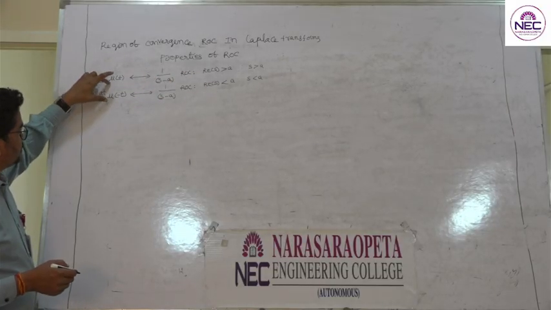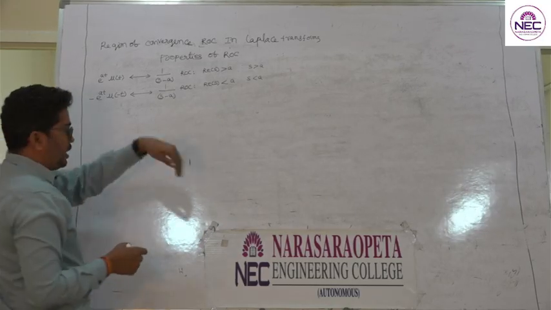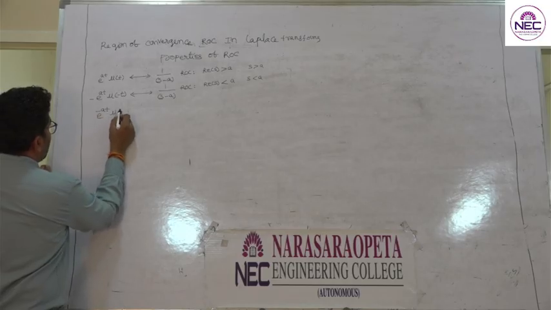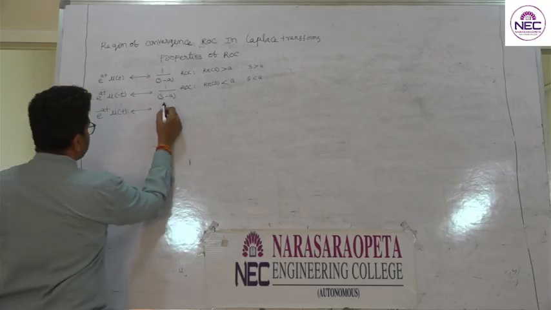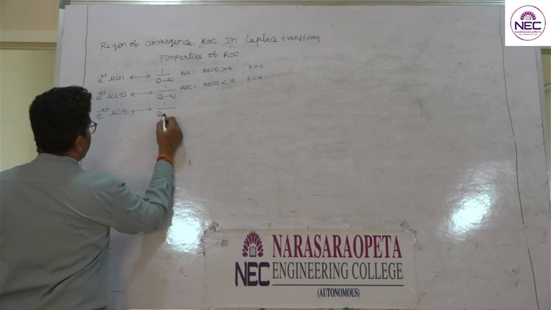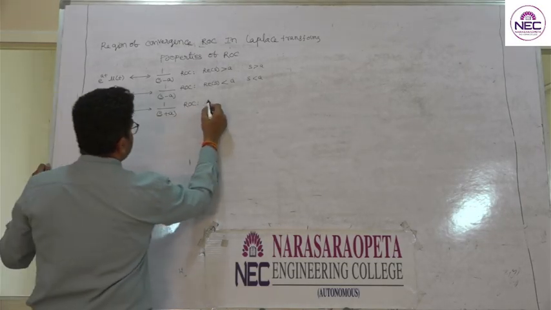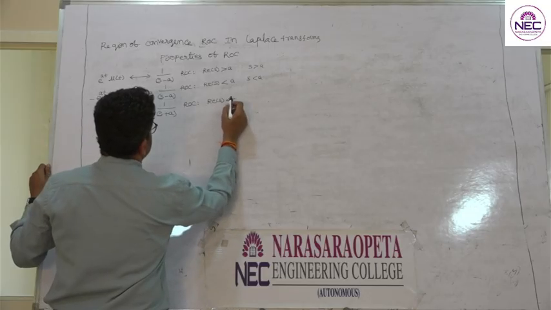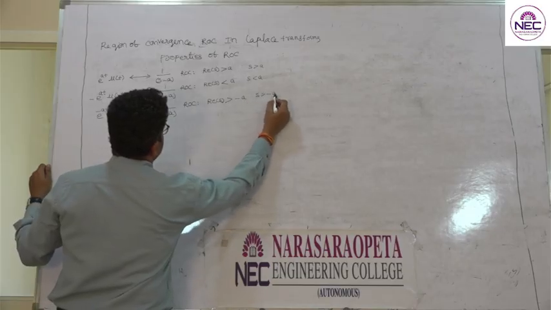Here, two different signals, same transform, two different ROCs. Again, another one: suppose e power minus at u of t, a signal, transform value 1 by s plus a, ROC real part of s greater than minus a. Simply s greater than minus a.